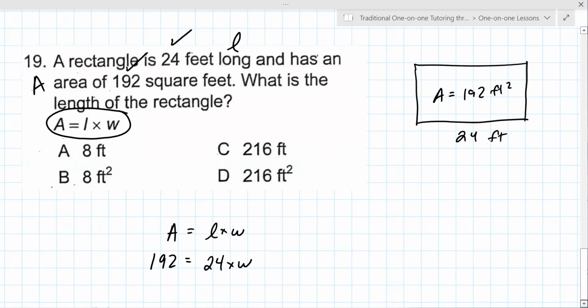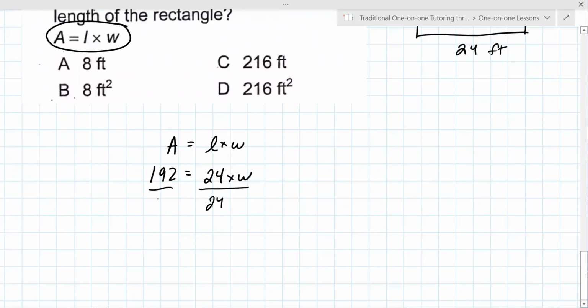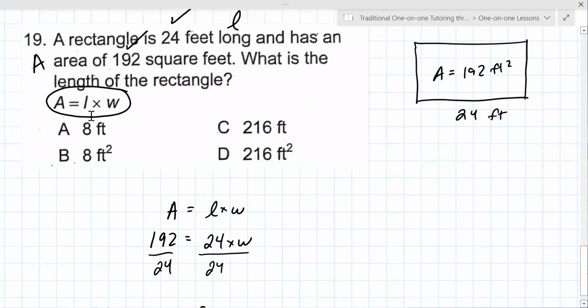Division. Now, what's interesting is you probably know the answer is smaller than 192, which means it's probably 8, right? Because it's either 8 or 216. So it does equal 8. But my question to you is, is it feet or feet squared? Feet squared. So area is feet squared. Length would be just feet. And that's another little wrinkle that they can put into this problem.